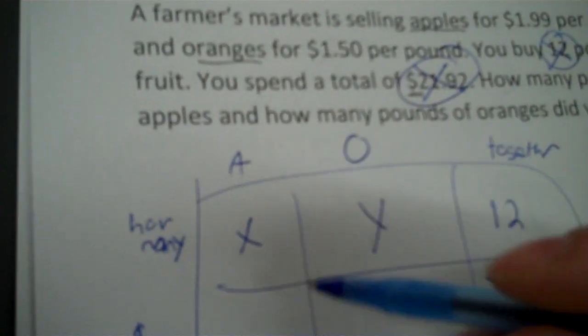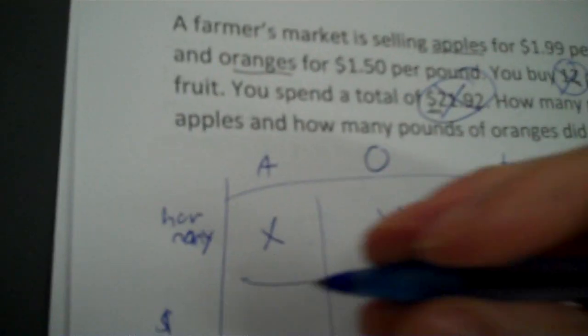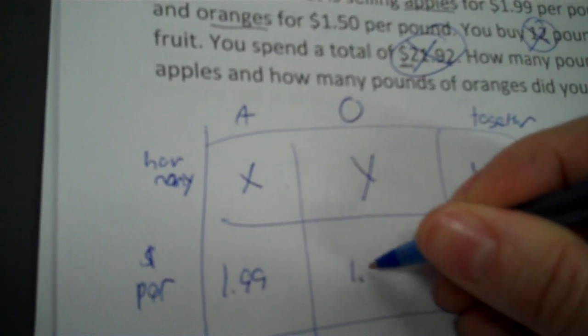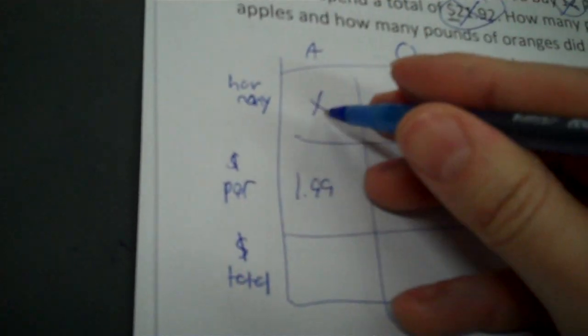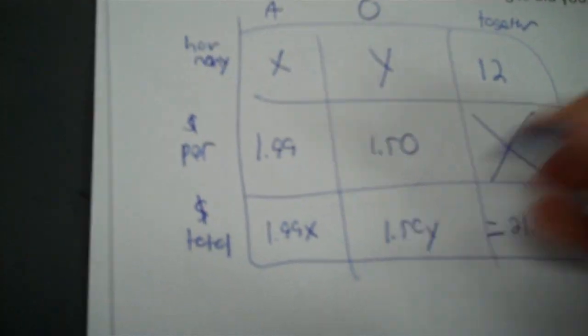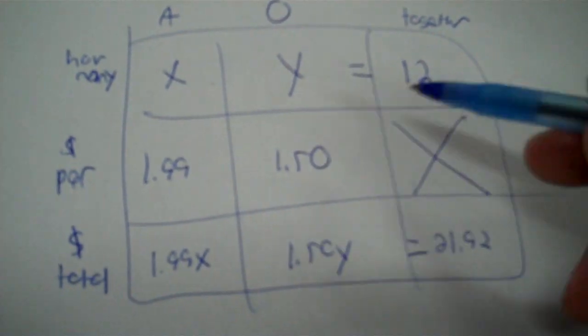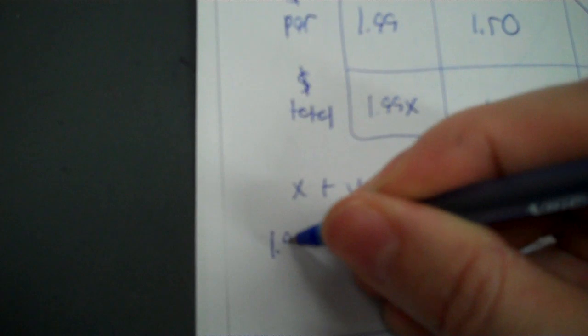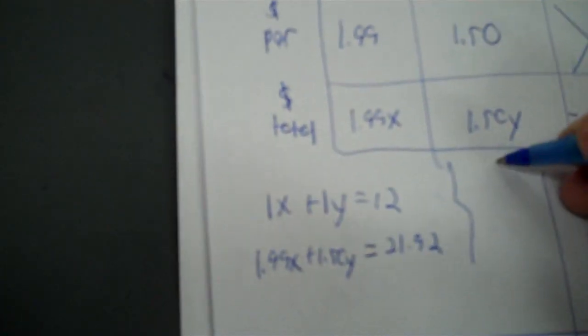Okay, how much do apples cost per? $1.99. The oranges are $1.50, so we can write x times $1.99, 1.99x, 1.50y. So I have a system here and here. So I've got x plus y equals 12, and then 1.99x plus 1.50y equals 21.92. We're using the big E, the elimination.